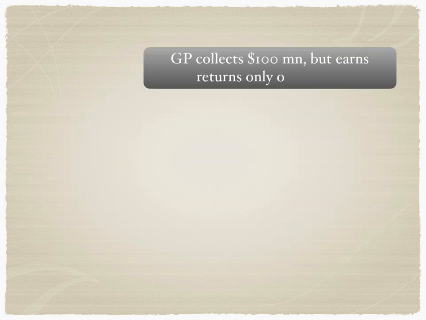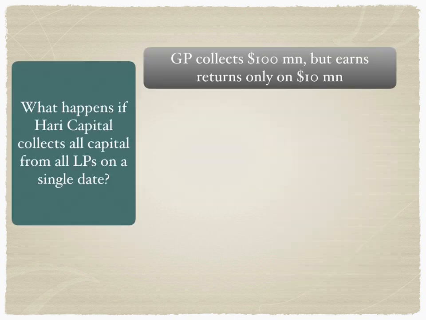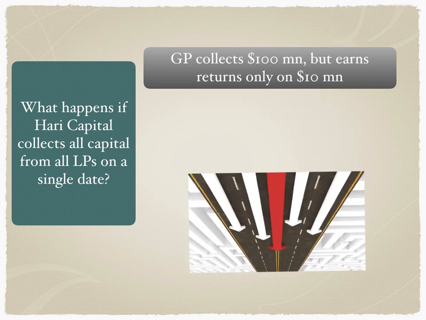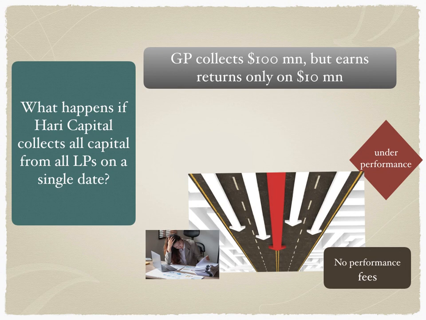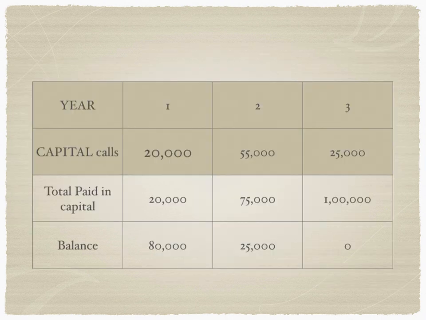In some cases, the GP collects 100 million but earns only on 10 million. This could be misinterpreted as an underperformance, and the alpha of the private equity fund manager could go down, and they will not be able to command the performance fees or the carried interest that is their entitlement. So therefore, keeping all this in mind, the fund collects capital only in stages.